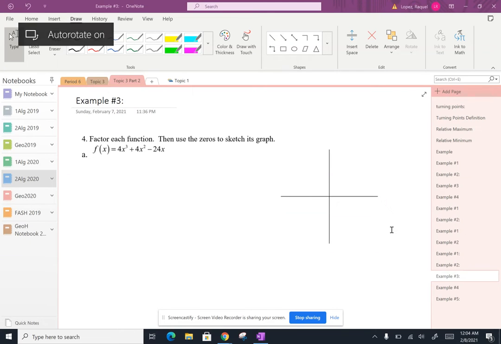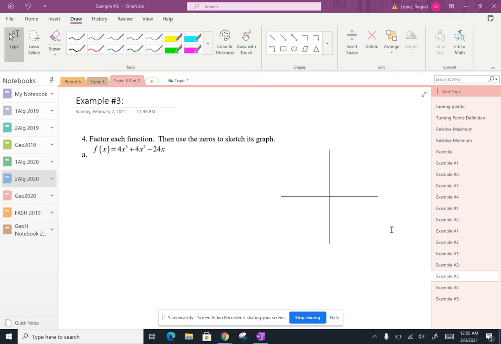Alrighty, Algebra 2, let's get into this problem right here. So, what if we're given an equation that's written in standard form, like the one we have here, and not written in factored form? It's not immediately obvious what our zeros are going to be, but we can figure that out if we factor our equation.